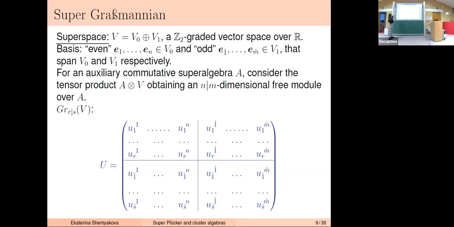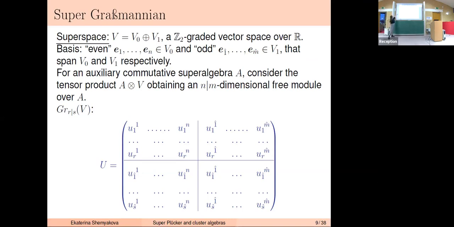So the first line tells you how to consider a superspace over numbers. Now, if you want non-trivial coefficients, which we do, odd and even, you also consider some auxiliary commutative superalgebra where the coefficients of your vectors come from. So this is where the interesting coefficients are going to come from.